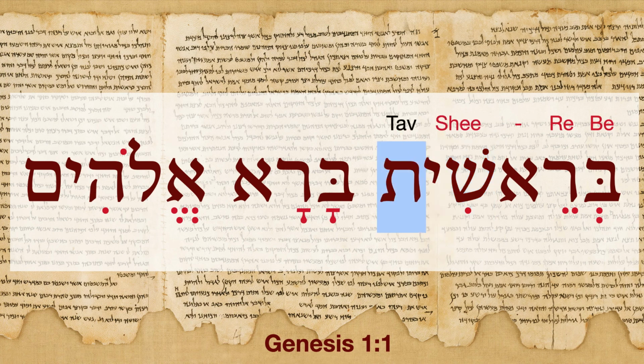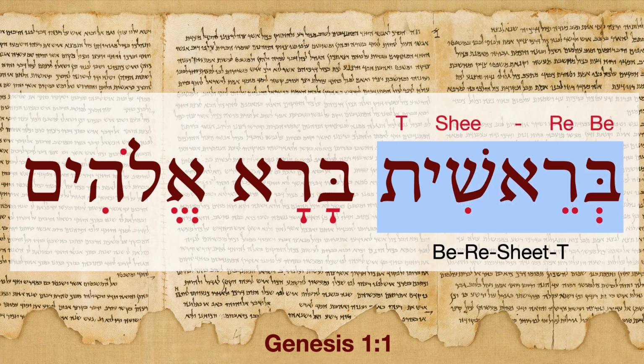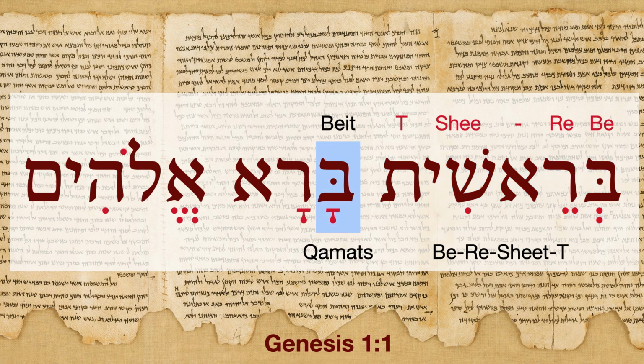Okay. And the last letter in this word is Tau, the last letter of the Hebrew alphabet. And of course it is pronounced Ta. And so the whole word then becomes Bereshit. Bereshit.